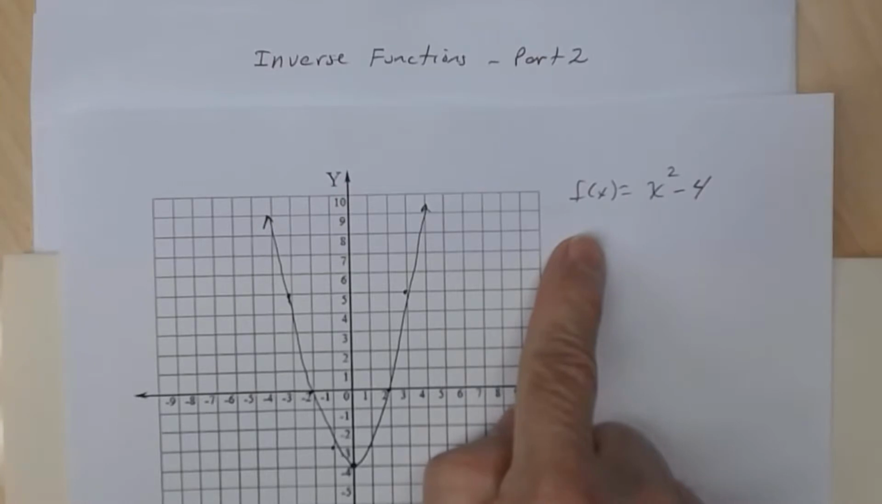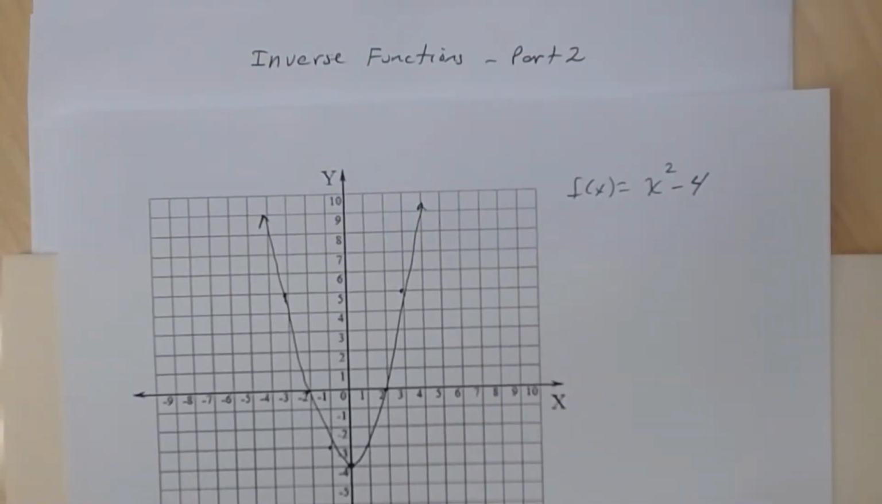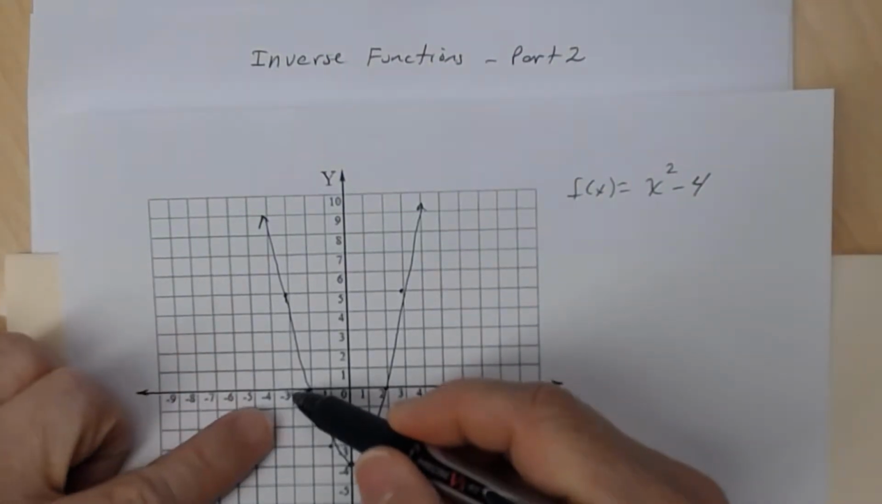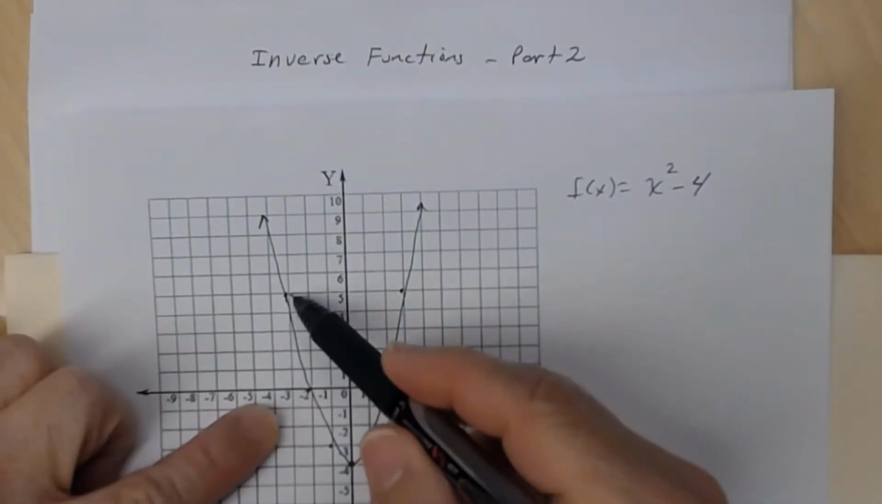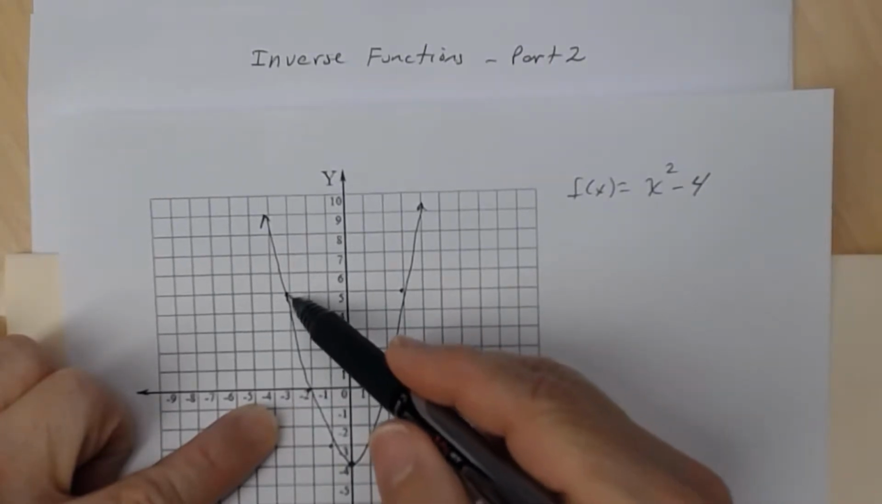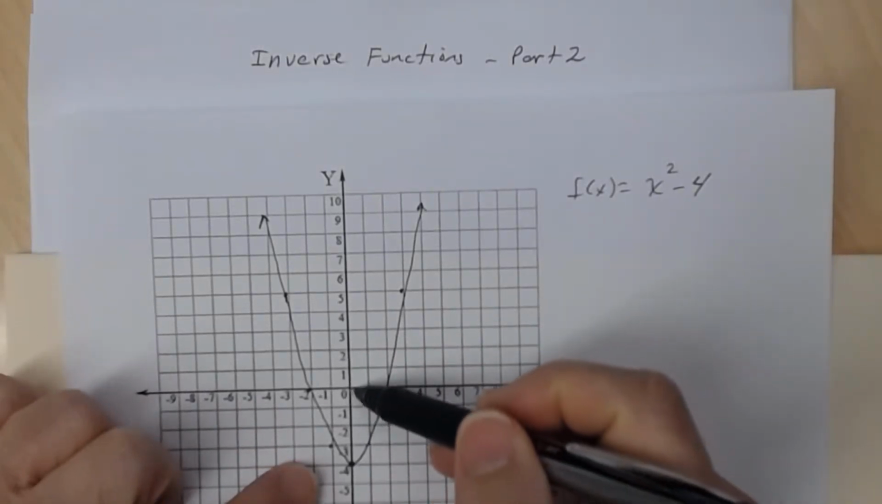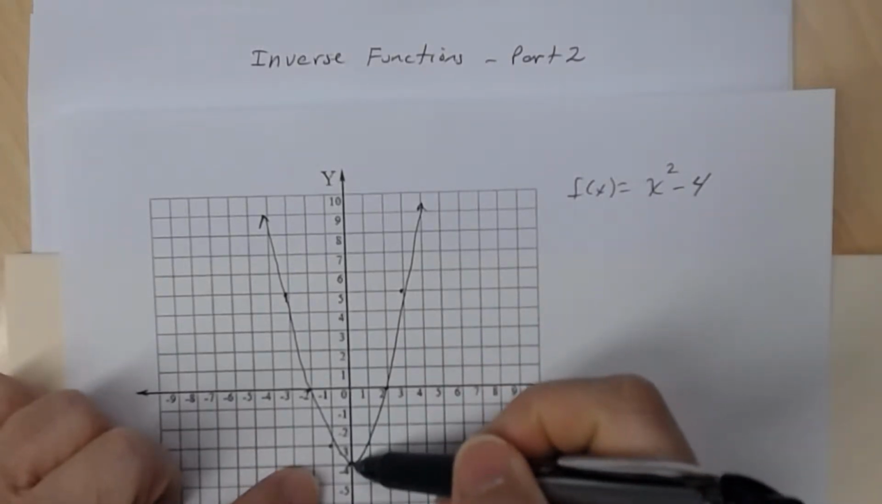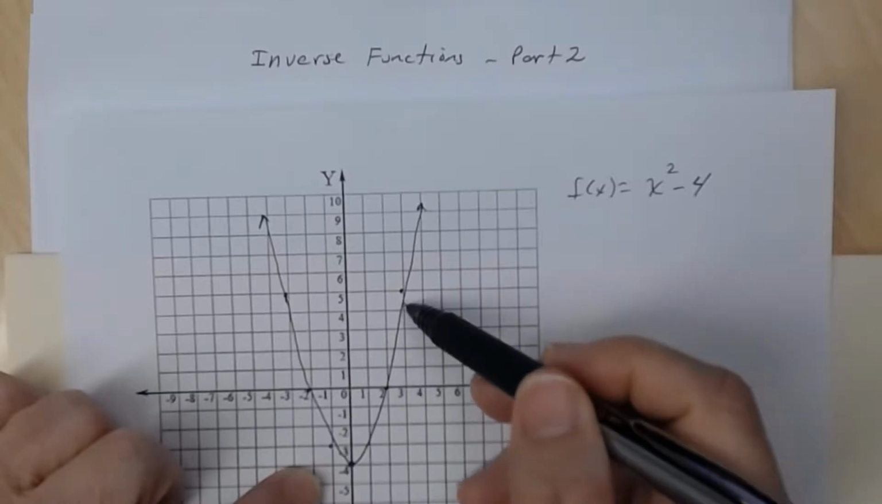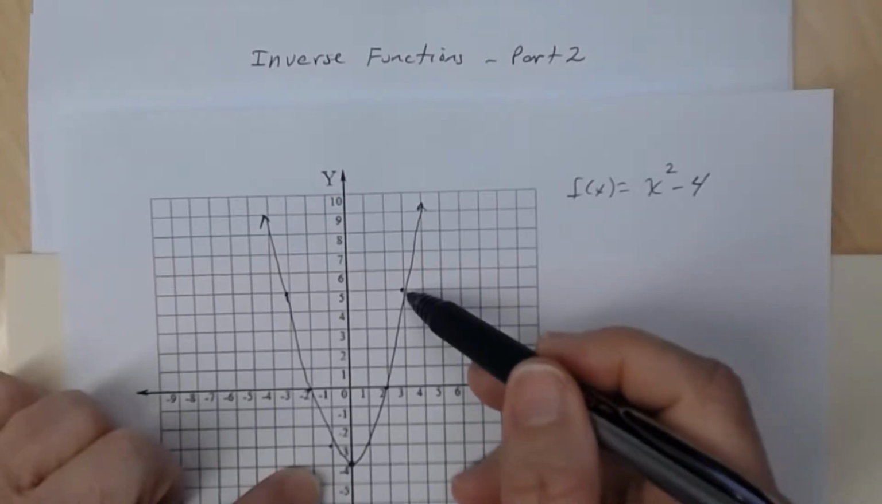This is a function. First of all, we defined it using function notation, so you know it's a function, but remember why it's a function. If I look at any of these x values, when x is negative 3, there's only one y value, which is 4. There's no other y value. When x is 0, there's only one y value, negative 4. When x is 3, there's only one y value, it's 5.